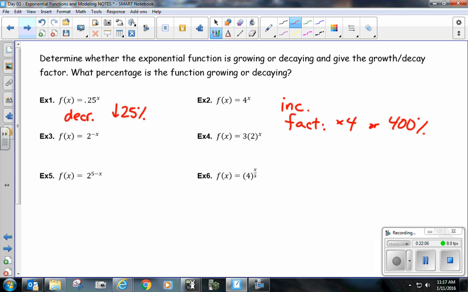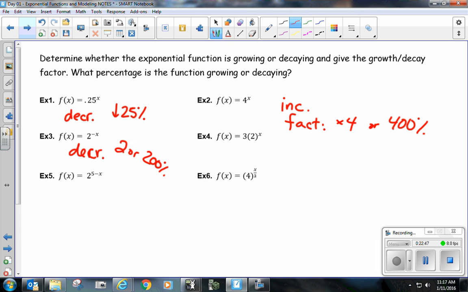What about number 3? So number 3 is what? Increasing or decreasing? Okay, well the base tells me it should be increasing because it's bigger than 1, right? Yeah. But isn't a negative exponent flip that? Yeah. So it should be decreasing. And it's decreasing. Now, by a factor of what? 2. Or 200%. Right?